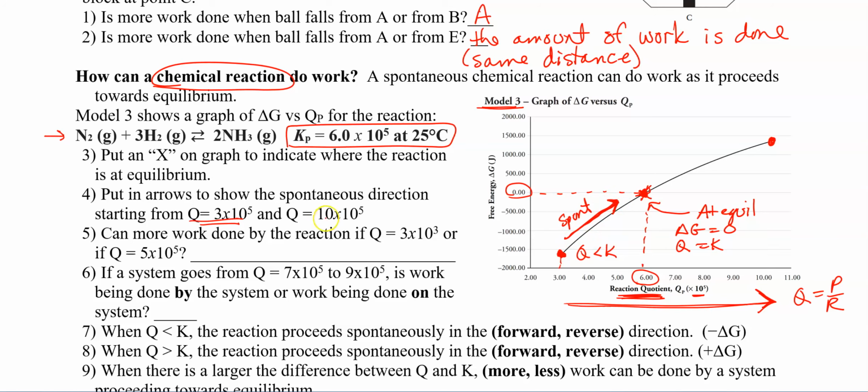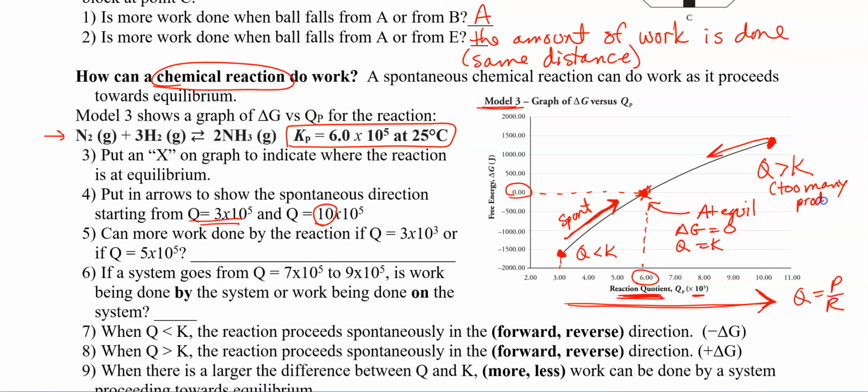And now if you're coming from 10, you're starting here. Well, which way is the reaction going to go? The reaction is going to proceed to go to equilibrium. So you're going to proceed in this direction so it can get to equilibrium. So at this point here, the Q is at 10, equilibrium is at 6. So Q is greater than the K. So you have too many products.